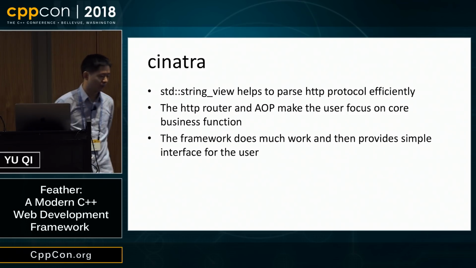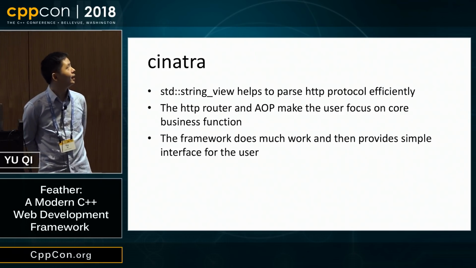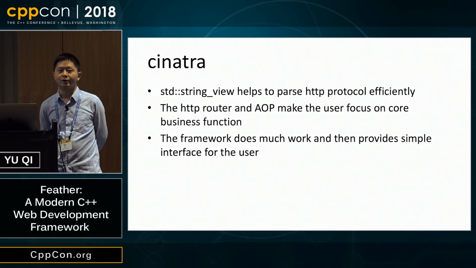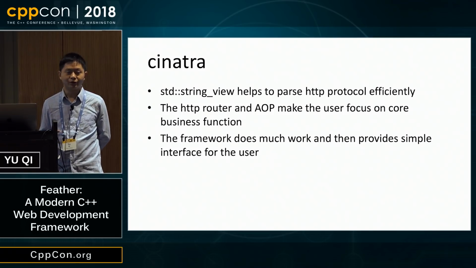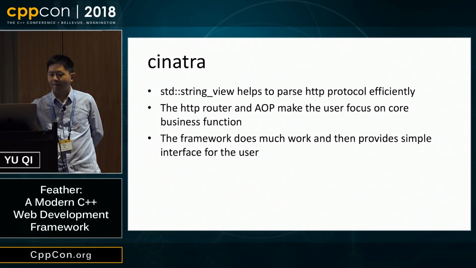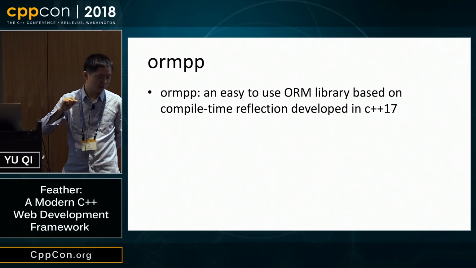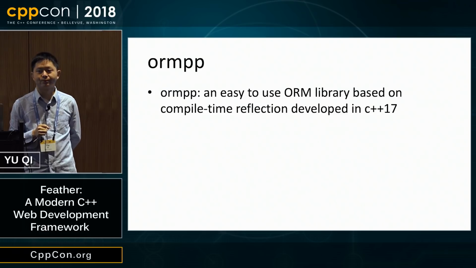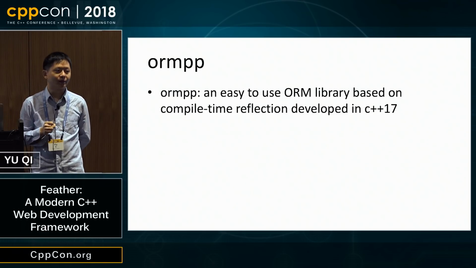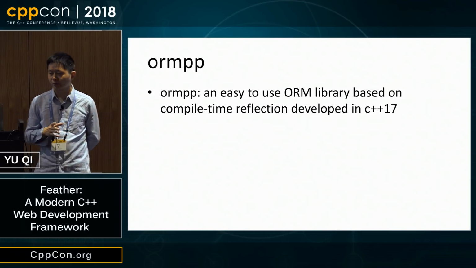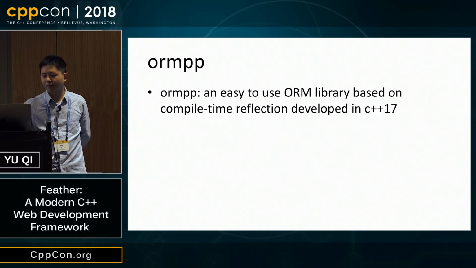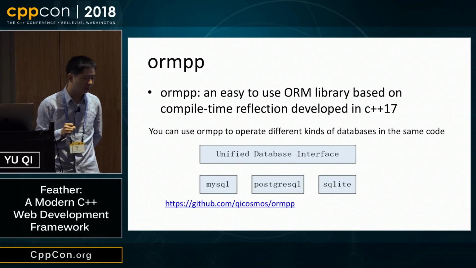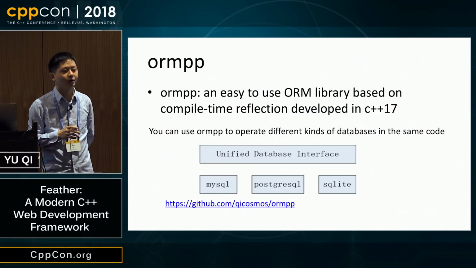String view helps us to parse the HTTP protocol, and the router and AOP make the user focus on business. The framework does much work and then provides a simple interface for the user. Let's look at the second component of Feather, ORMpp. It is a powerful ORM library, and it is based on compile-time reflection. You can use ORMpp to operate different kinds of databases.